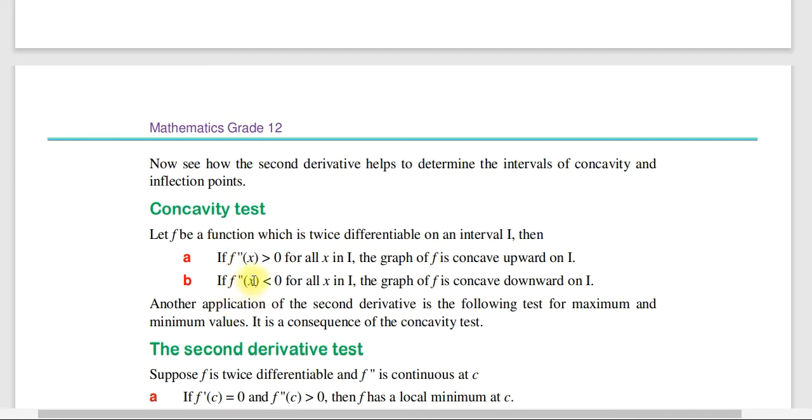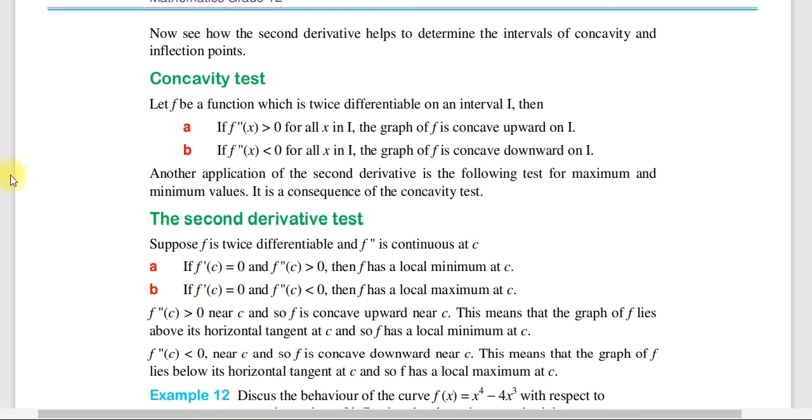If the second derivative of f is less than 0 for all x in I, the graph of f is concave downward on I. So if it is less than 0, it is downward, and if it is greater than 0, it is upward. It is a very simple concept. Another application of the second derivative is the following test for maximum and minimum values. It is a consequence of the concavity test.